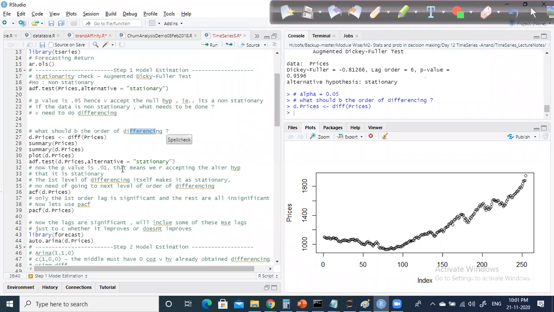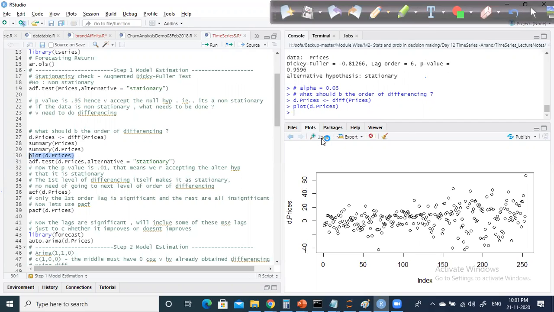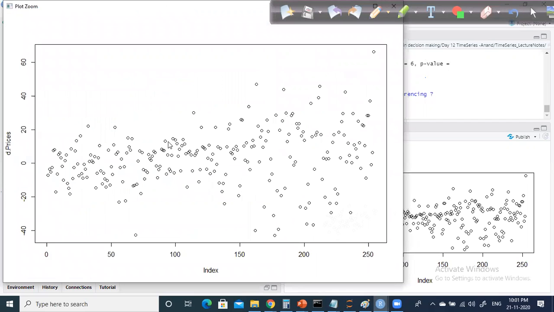Basically, we use a term called differencing. After doing differencing, the differenced price is stored in a variable called d.prices. If I plot d.prices, the differenced prices, now the data became stationary. Look at this data set. Where is the mean here? It is there in the middle. The mean is somewhat constant, and the variance is also somewhat constant here. Hence, it is stationary data.